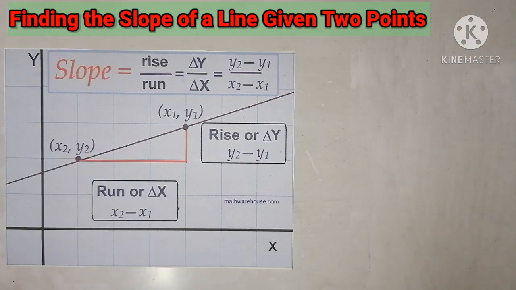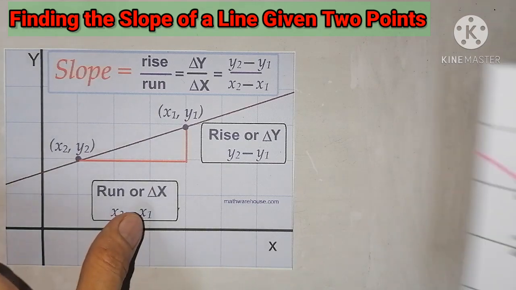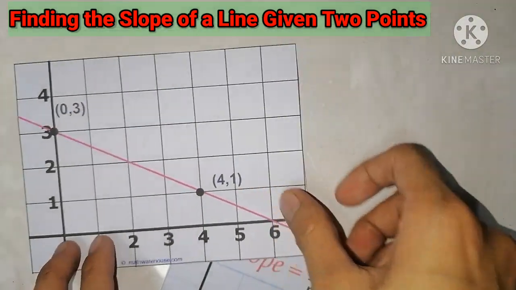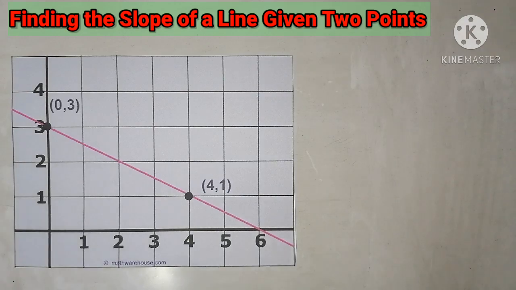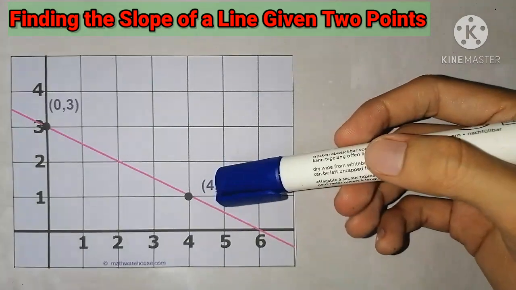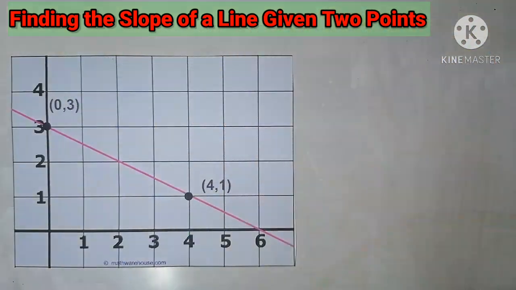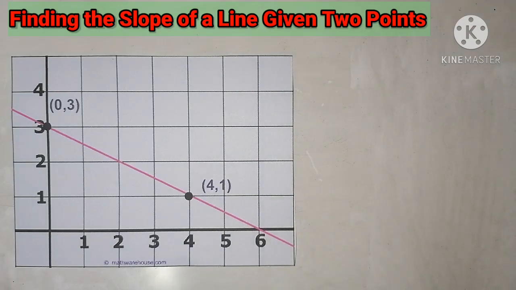Let's proceed to example number 1 about finding the slope of a line passing through 2 points. So I have here the example number 1. If we have a line that passes through the points (4, 1) and (0, 3), find the slope of the line. So as a review, in finding the slope of a line, we have y sub 2 minus y sub 1 over x sub 2 minus x sub 1.